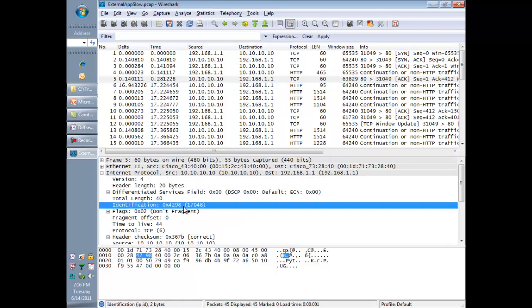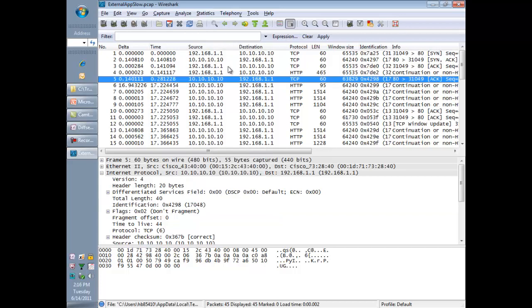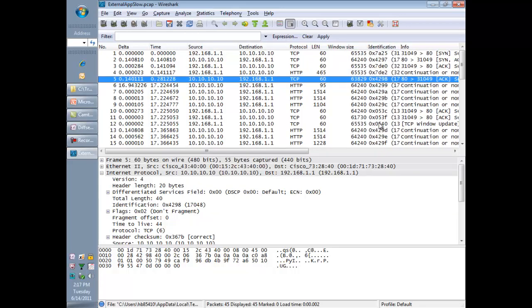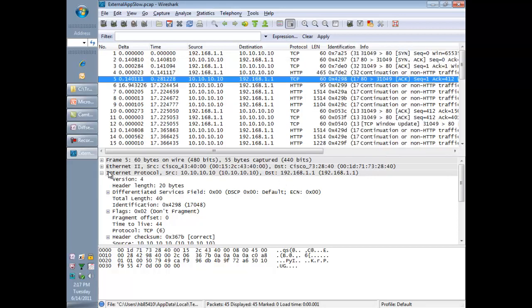And what is that going to tell us? Okay, so I'm going to add the IP ID here, and something should become immediately apparent. Or maybe not. Window size? Oh, I'm sorry. Oh, I do have it right here.